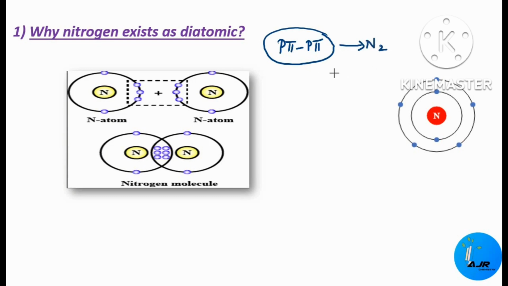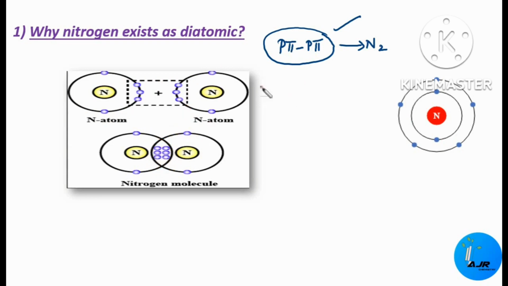Whereas other elements cannot form an effective p pi multiple bond. The reason is the size. The size of nitrogen is smaller. Since the size of nitrogen is smaller, the p orbitals of nitrogen can easily overlap effectively. Understood? The p orbitals can easily overlap because of the smaller size.